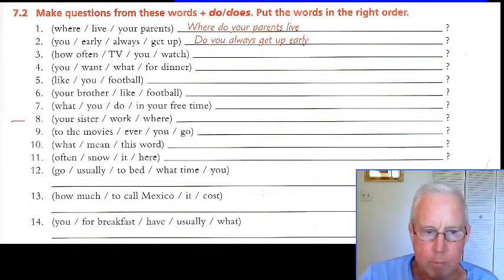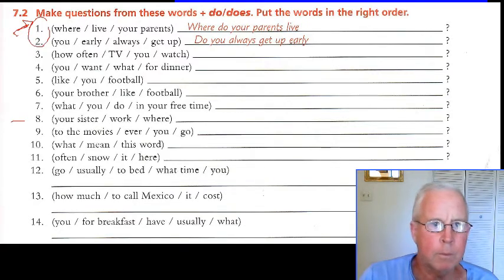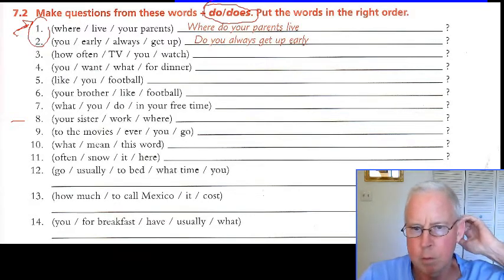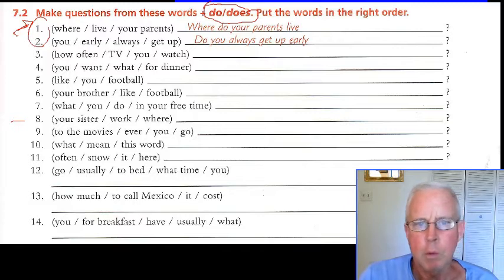I'll read the examples for you here. 1 and 2. Where live your parents? Well, what's missing here is the question word do or does, and it has to be in the right place. So, where do your parents live? You early always get up? Do you always get up early?